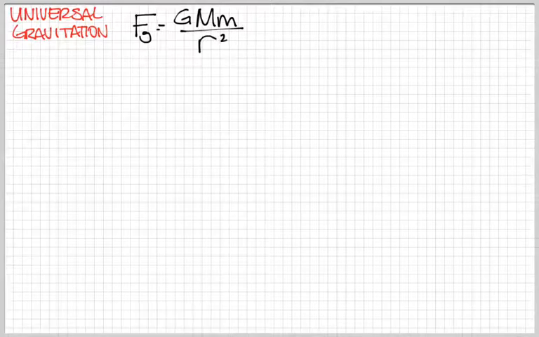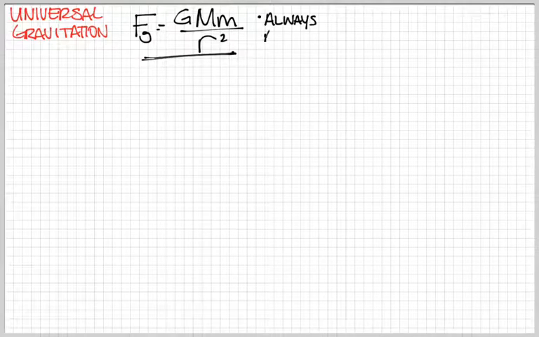So universal gravitation is the force of gravity is equal to G, this gravitational constant, times the mass of one object times the mass of another object, divided by how far apart those two objects are squared. We will play around with this a little bit. Force of gravity is really easy to calculate, and the nice thing about the force of gravity is that it is always attractive.